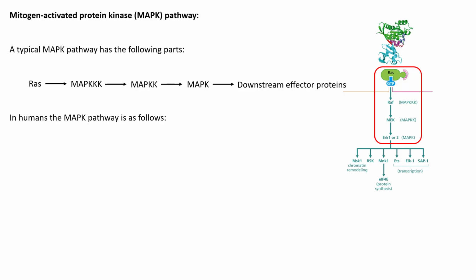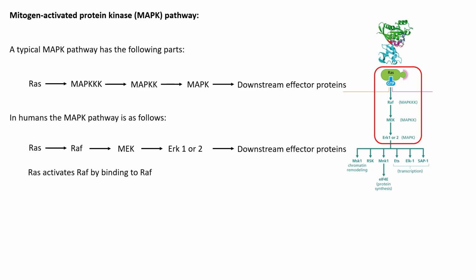In humans, the MAP kinase pathway is as follows. RAS activates RAF. RAF activates MEK. MEK activates ERK1 or ERK2. And ERK1 or 2 will go on to activate downstream effector proteins.